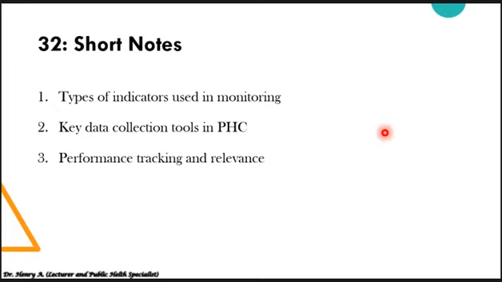I've made a lot of examples. I've made a lot of explanation. And when I say types of indicator used in monitoring, you know that. The key data collection tools in PHCs, you know that. Performance tracking and relevance, you understand that by now. So give me the short answers in the comment section and put your mark number only.